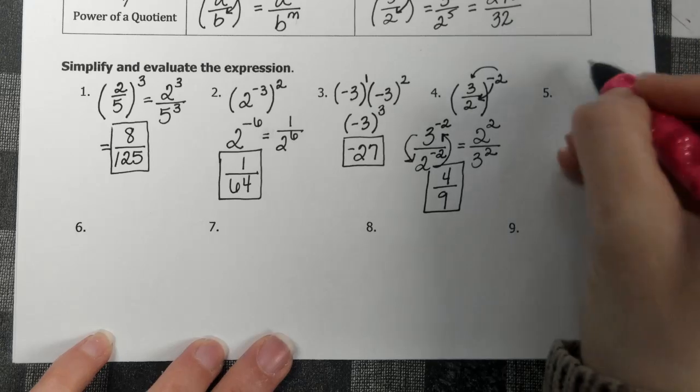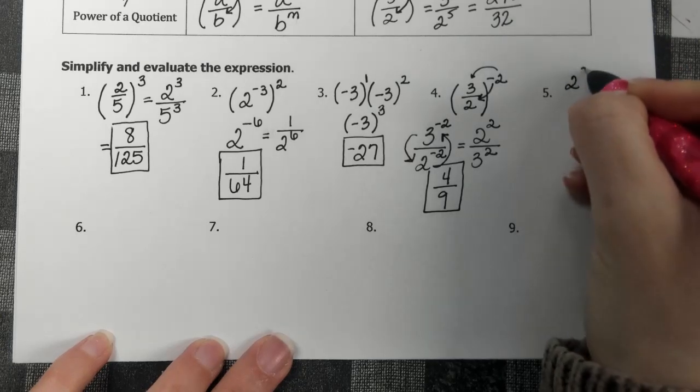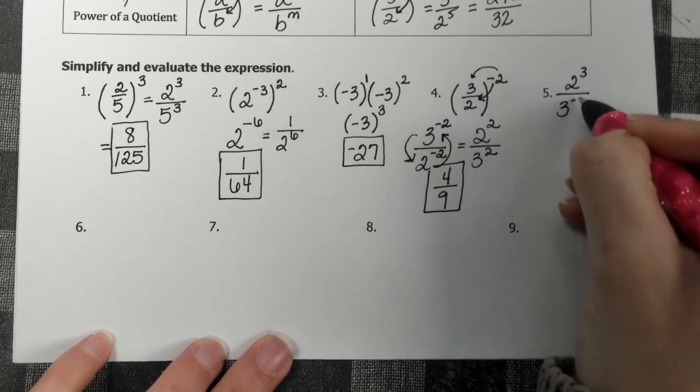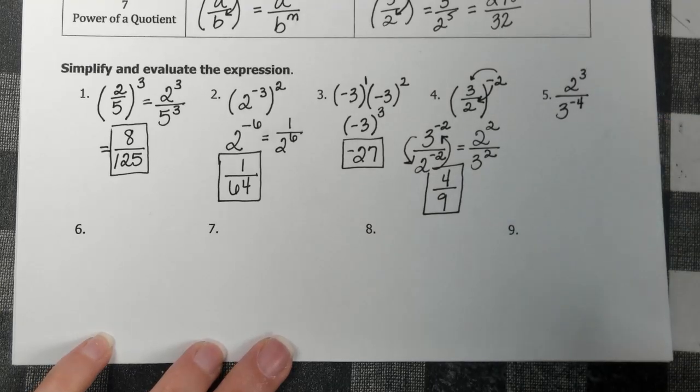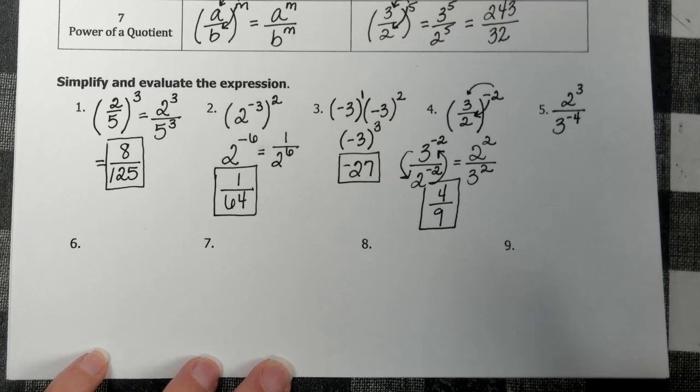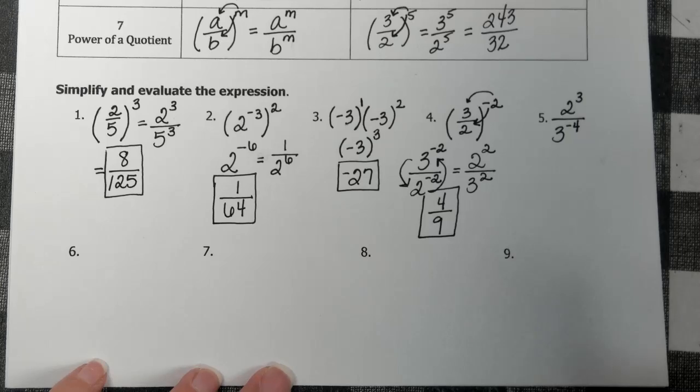Okay, now my next example is 2 to the third power over 3 to the negative 4 power. I want you to do that one.